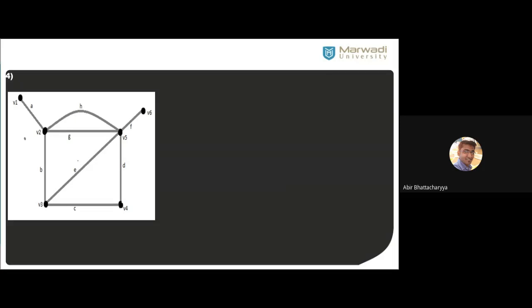So everything is renamed here. I mean, you can check it. The vertices are V1, V2, V3, V4, V5, V6. What are the edges? This is A, B, C, D, E, F, G, H.